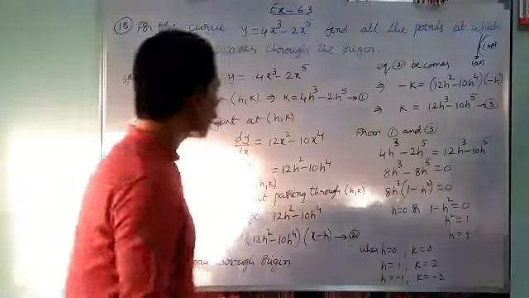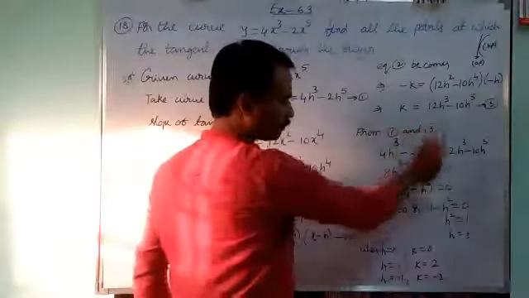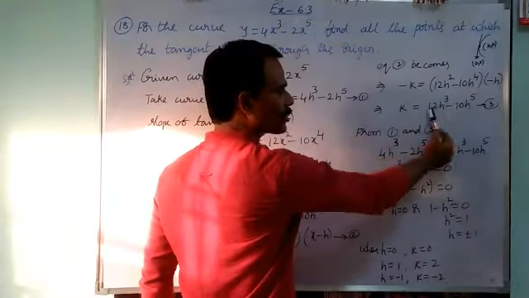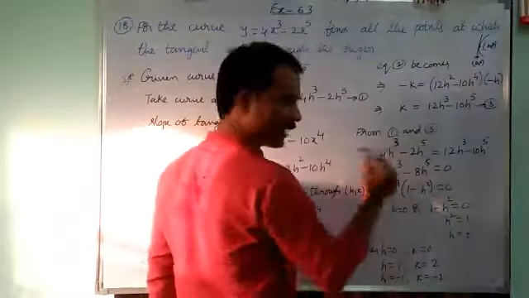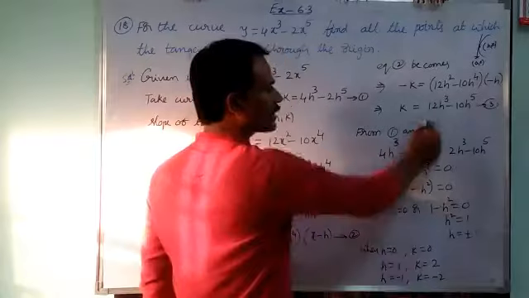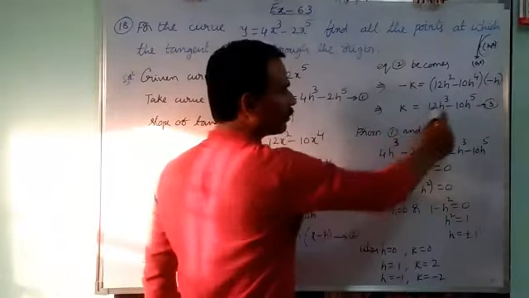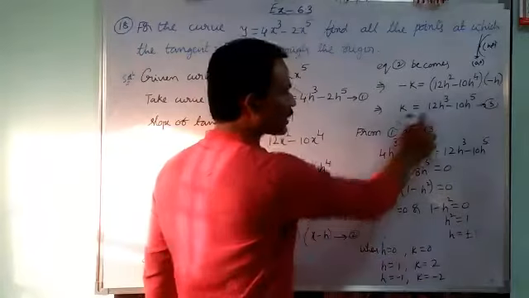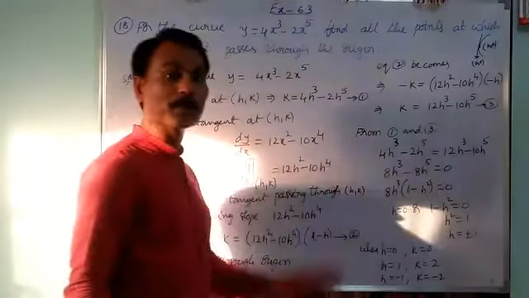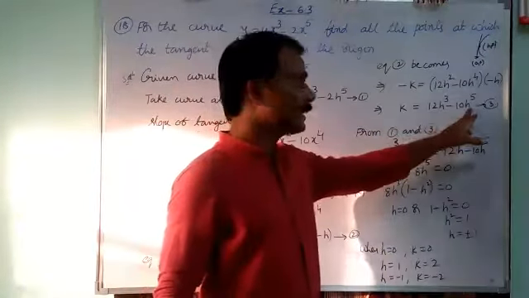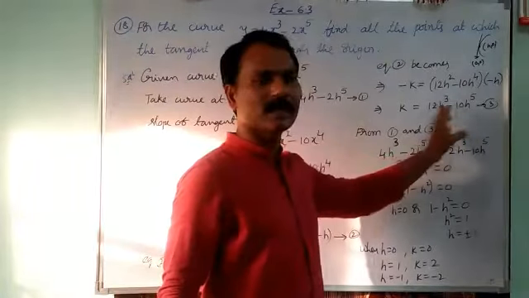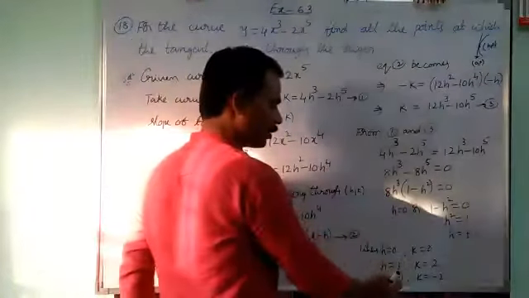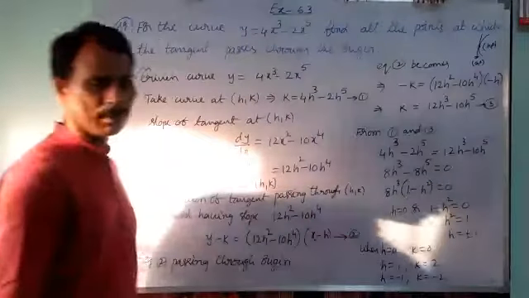When h is equal to 0, come here, or come here, no problem. H equal to 0: 12 into 0 is 0, minus 10 into 0 is 0, so 0 minus 0 is 0. Next, h equal to 1 means 12 into 1, 12 minus 10 into 1, 12 minus 10 is 2. Next, minus 1: 12 into minus 1 whole cube is minus 12, and here minus 1 will come, minus of minus is plus, minus 12 plus 10 is minus 2. Finally our points are 0, 0, 1, 2, and minus 1, minus 2.